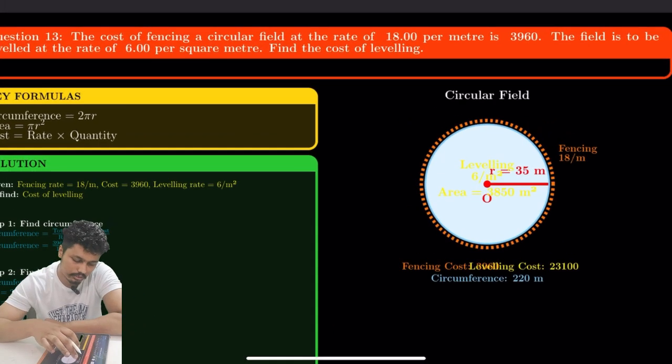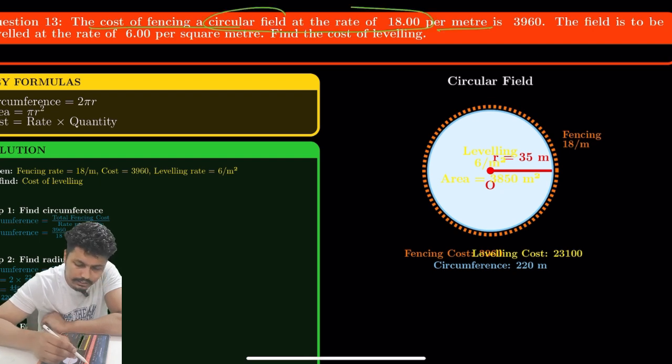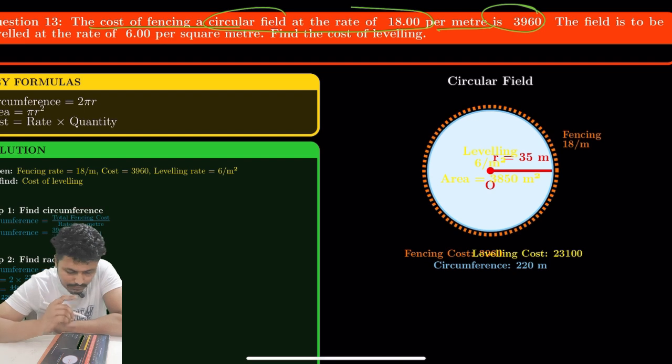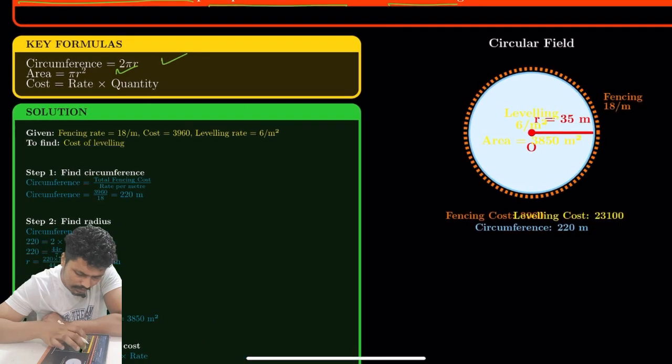Quite a lot. The cost of fencing a circular field at the rate of 18 per meter is 3960. The field is to be leveled at the rate of 6 per square meter. Find the cost of leveling. Circumference is 2 pi r, area is pi r square. What is the fencing rate?